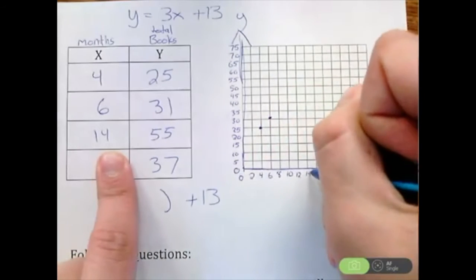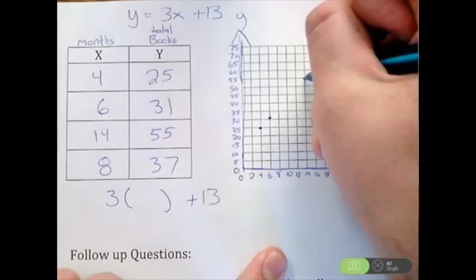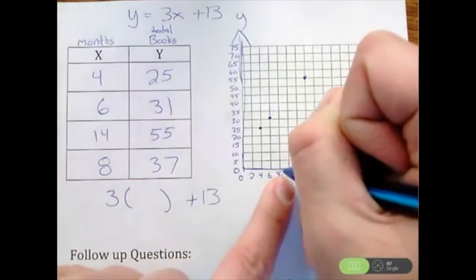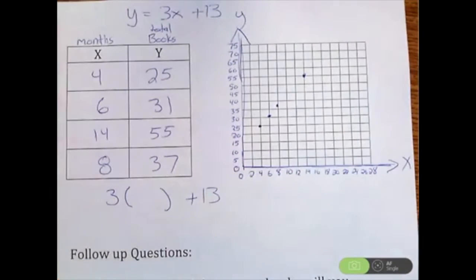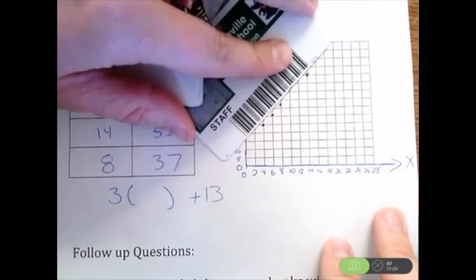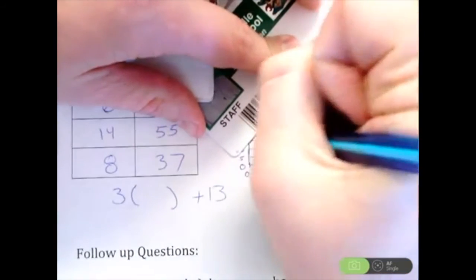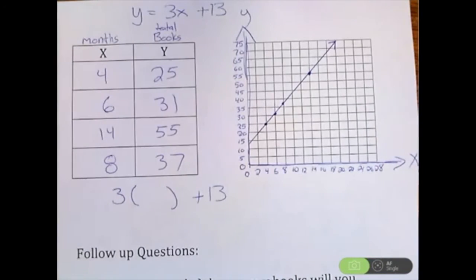14, 55, so I'm going to go all the way over to 14, all the way up to 55, which is right here. And then 8, 37, so there's 8, 37 right here. Now since there's estimating, it might not fall in line perfectly, but it should be pretty close. So I'm going to take a straight edge here, line them up, and draw a line. So there is my graph.